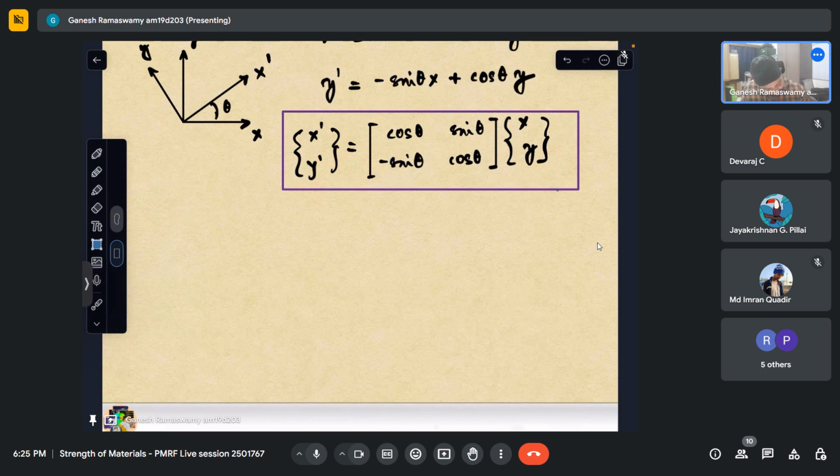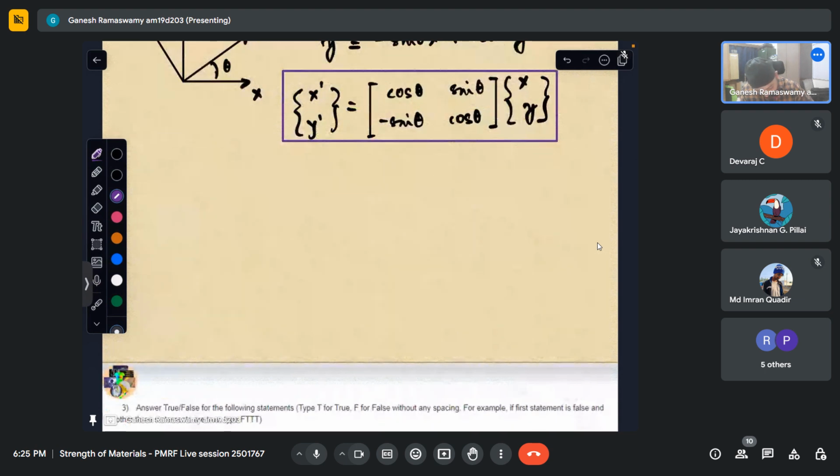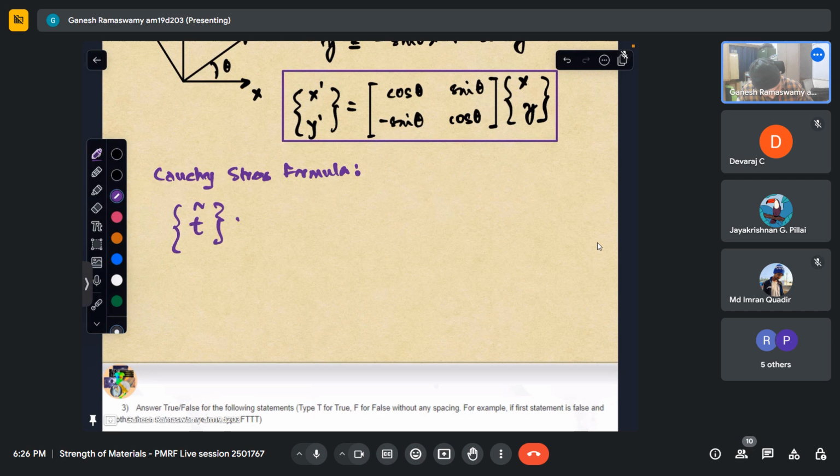All right. So what I'll do now is, for the sake of this example, let me take Cauchy's stress formula, which basically states that T along some n is basically sigma into n.